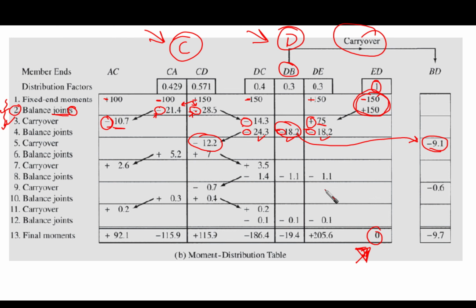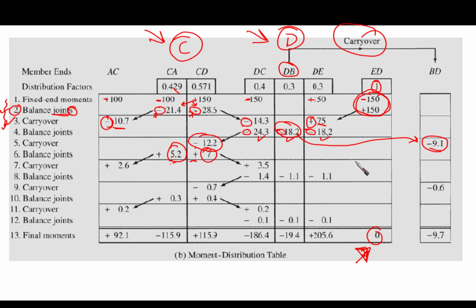In a similar fashion, this is going to give us a round of balancing moments, so minus 12.2, we're going to distribute it between CD and CA based on the distribution factor. So we'll have 5.2 here, 7 here, and we are not going to have anything here. We will not have anything here.